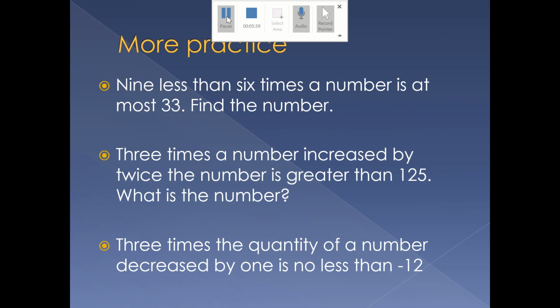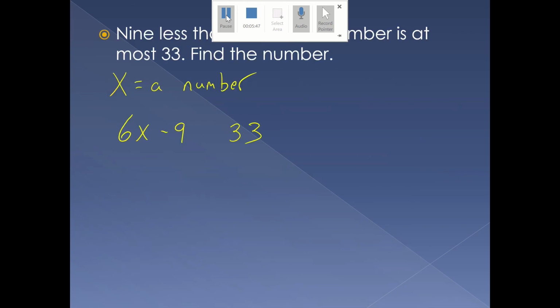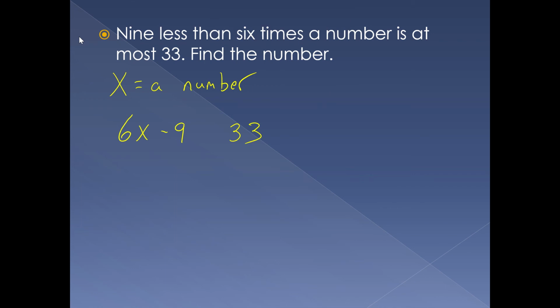All right, here's 3 more. Try these 3 on your own. Pause the video now. Try all 3. I'll work all 3 out momentarily. Okay, so x is going to represent a number. 9 less than 6 times a number is at most 33. All right, think about what sign goes here. This is at most 33.